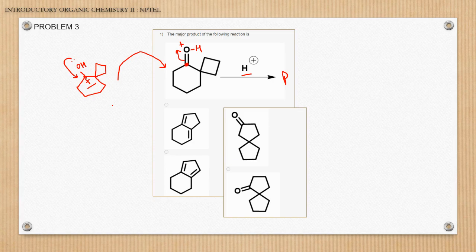Migration of the carbon-carbon bond. So which carbon-carbon bond will migrate? I have told you that the four-membered ring, the cyclobutane ring, is highly strained. So here, this bond will migrate to this carbon.